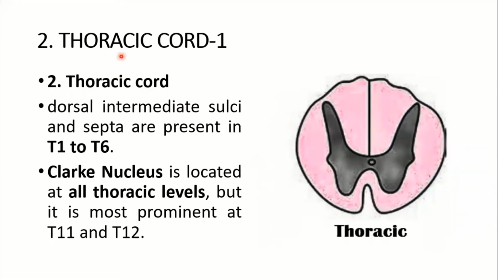Now we come to the next section, the thoracic level, T1 to T12. In the thoracic cord, dorsal intermediate sulci and septa are present in T1 to T6 only, the upper six thoracic levels. And Clarke's nucleus, the dorsal nucleus, is located at all thoracic levels, but it is most prominent at T11 and T12. This is the point for the thoracic cord.